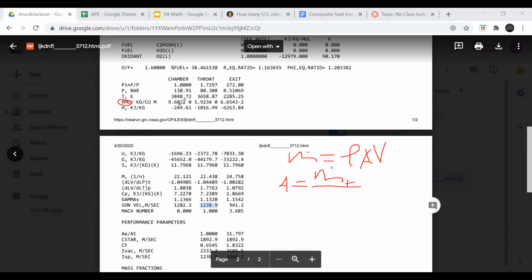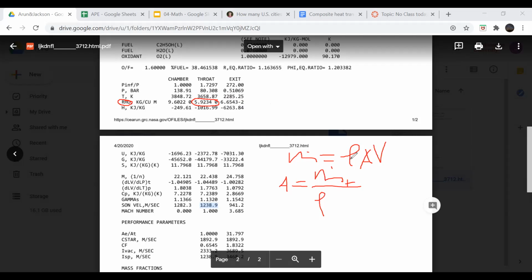This is kilograms per cubic meter. Another quirky thing about CEA is that when it does scientific notation, it puts a number, leaves a space, and then the power is over here. So this is 9.6 times 10 to the 0, so just 9.6 kilograms per meter cube. Over here, it's 6.65 times 10 to the minus 2. But we are interested in density at the throat. So our density is 5.9 times 10 to the 0, so just 5.9 kilograms per meter cube.